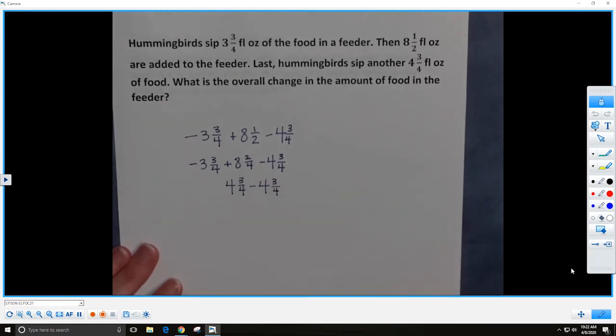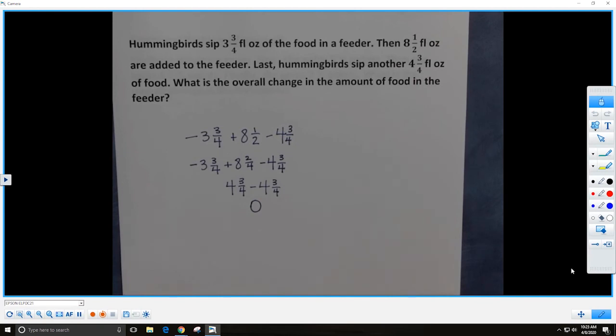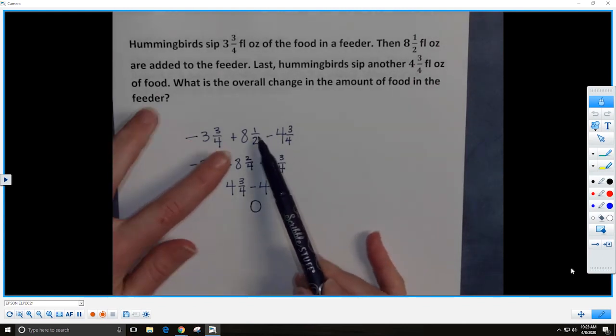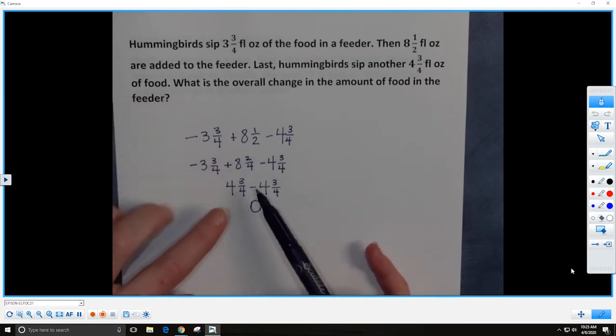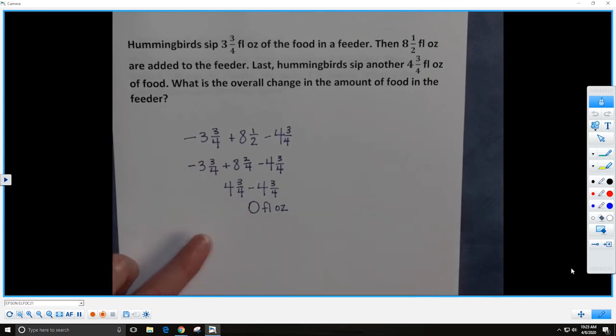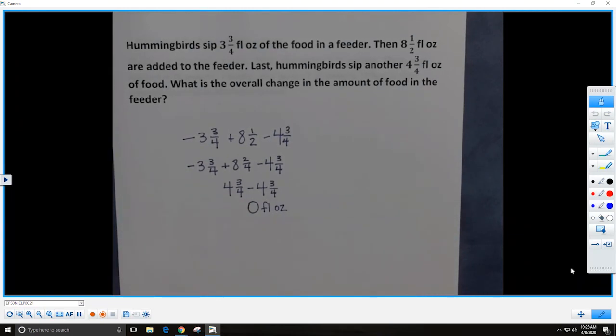Now let's subtract 4 3/4. Wait, that's 0. What does that mean in this problem? You're correct. There isn't a change in the amount of food in the feeder. It is the same. Does that answer make sense? Why? It does make sense because the amount that was sipped is the same as the amount that was added. So there is a 0 fluid ounce change in the amount of food in the feeder.